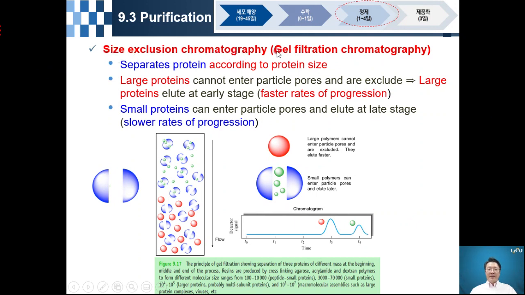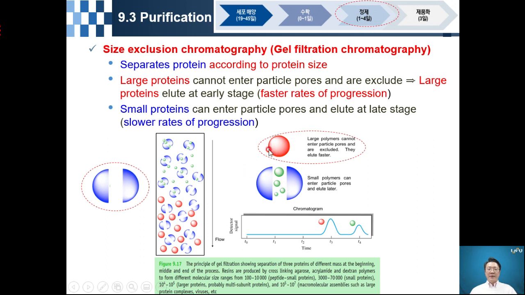Okay, so in this slide, I will explain size exclusion chromatography. Another name we call it is gel filtration chromatography. This is size exclusion chromatography. This chromatography can separate proteins according to their size. This size exclusion chromatography is composed of particles, and these particles have pores inside. For example, large proteins cannot enter the particle pores.